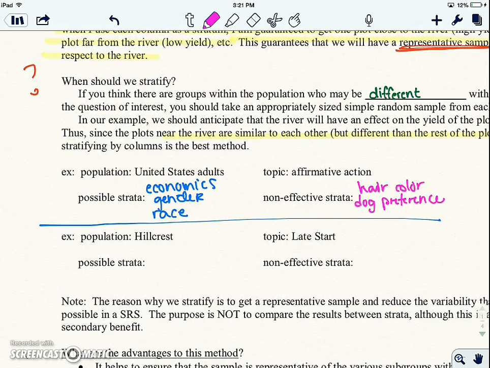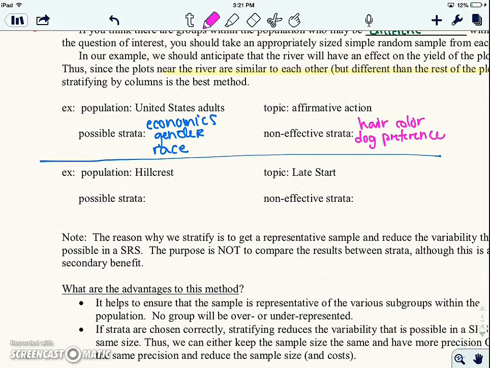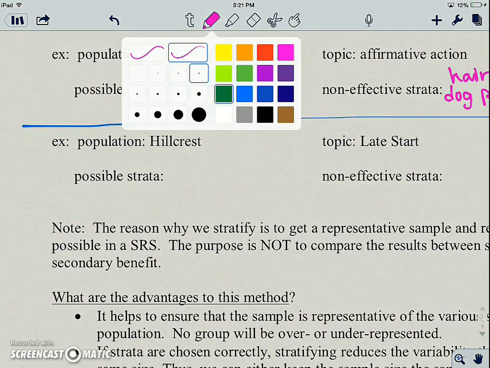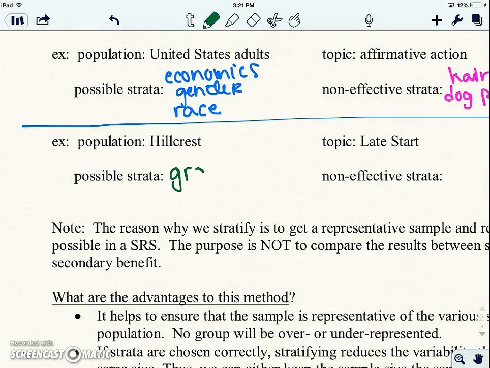Okay? Another example would be looking at a Hillcrest population and the topic of late start, which is when we come in at 7:55, so you can meet with your teachers Monday, Friday, and sometimes Wednesdays before school for help. Possible strata might be grade, right? Freshmen versus seniors. Maybe seniors don't care anymore, or maybe seniors realize how important it is and how useful it could be. GPA, again. Students with a high GPA may use this more, and so they value it, versus students with a low GPA don't.